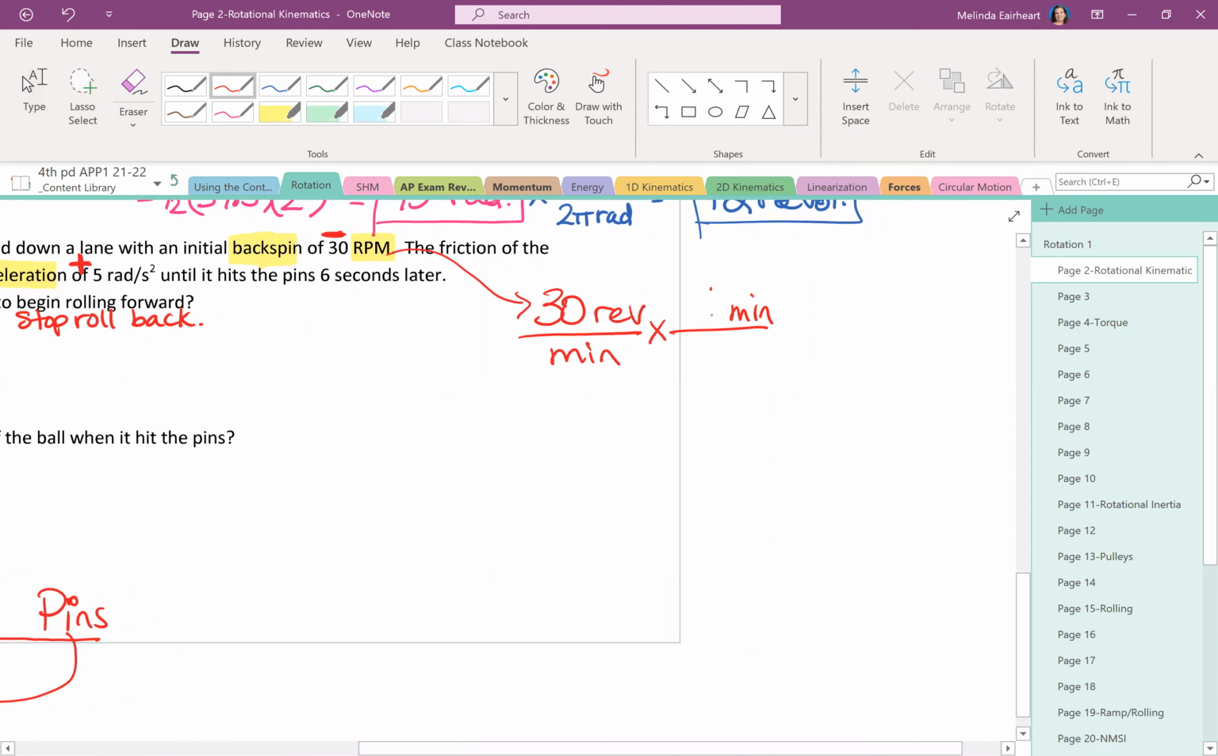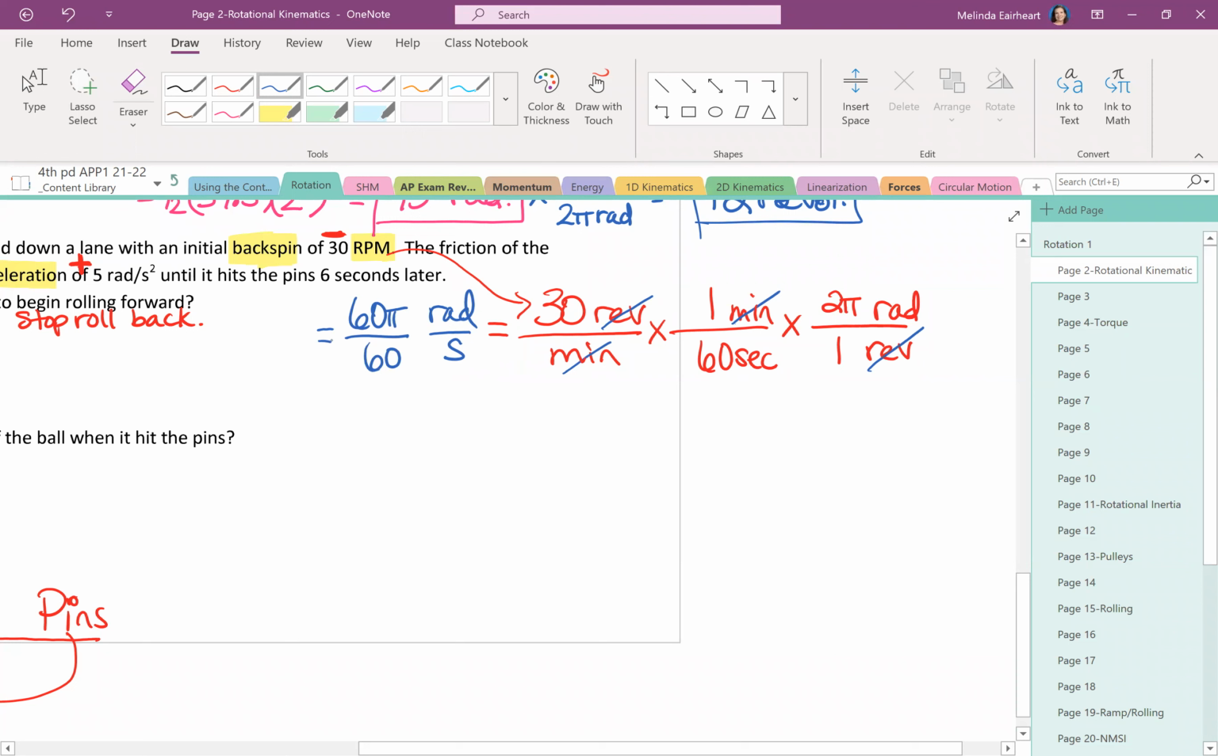So hopefully you remember 1 minute is equal to 60 seconds. I'm going to do a double conversion. We want to get rid of revolutions and go to radians. So 1 revolution is 2 pi. And so what cancels? Minute goes away as a unit, revolution goes away, and we'll be left with radians per second. And notice, multiply the top, 30 times 2 pi is 60 pi, divided by 60. What do we get? Pi.